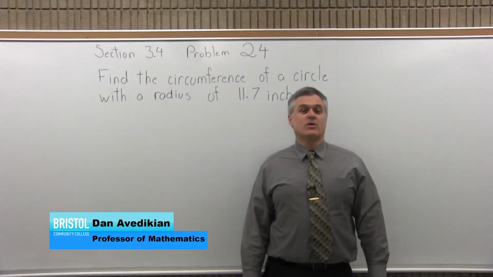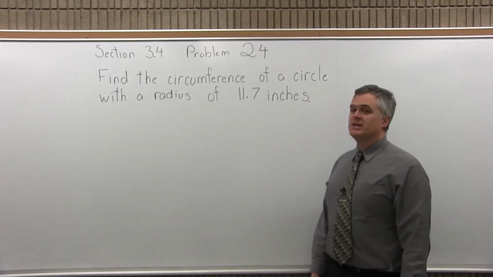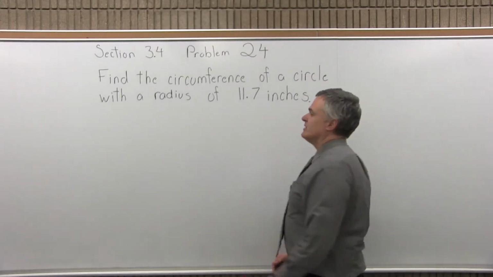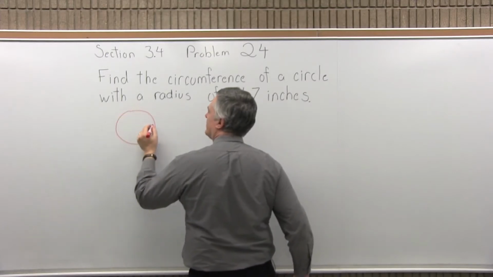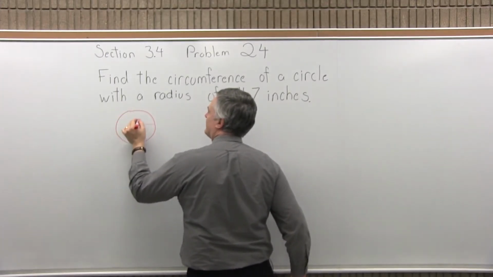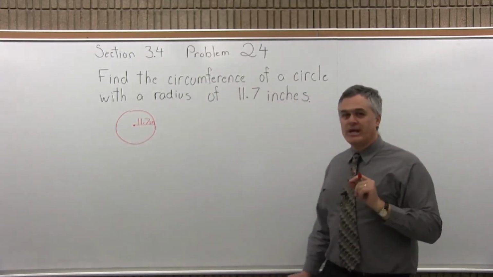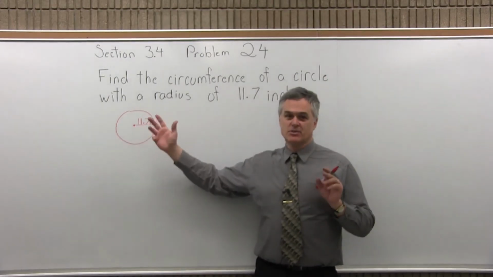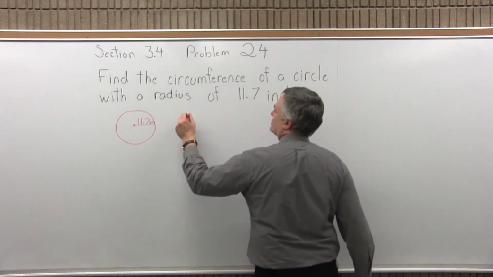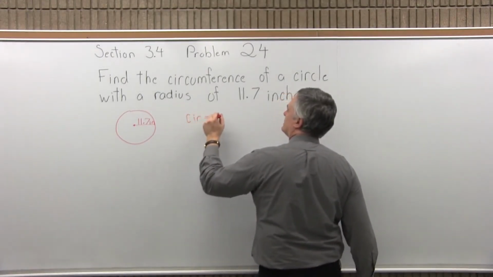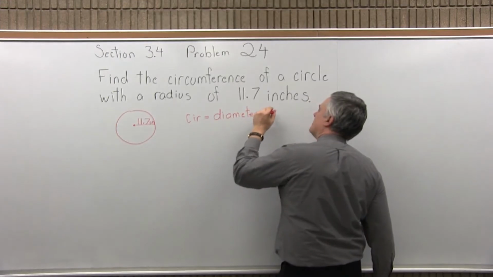This is Section 3.4, Problem 24. It says, find the circumference of a circle with a radius of 11.7 inches. So we want to find the circumference, or distance all the way around the outside of the circle, if the radius is 11.7 inches. Again, radius is just the distance from the center to the edge, as opposed to diameter, which is all the way across. So the circumference of a circle equals the diameter, or distance all the way across, times pi.